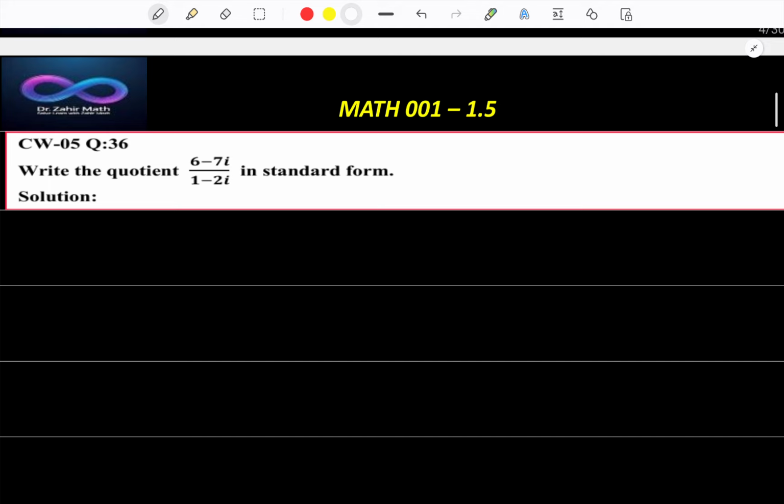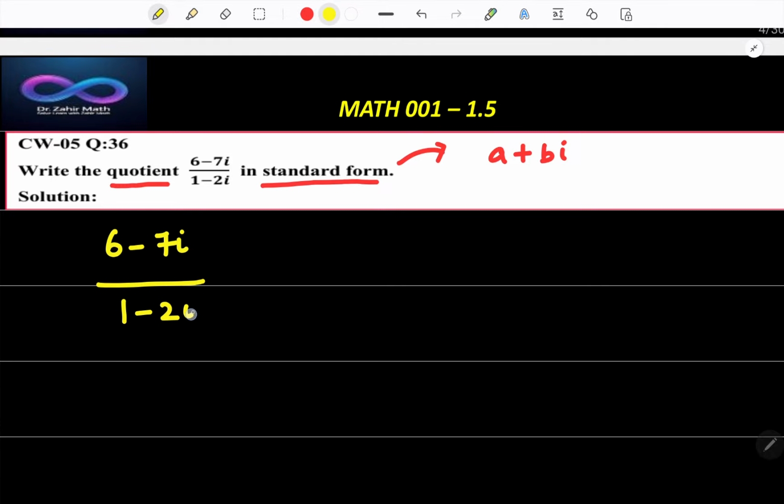Write the quotient. Quotient means what? Numerator, denominator. Okay. So write the quotient in standard form. What do you mean by standard form? A plus bi. This is standard form. Right. So what is given? The question is 6 minus 7i divided by 1 minus 2i.